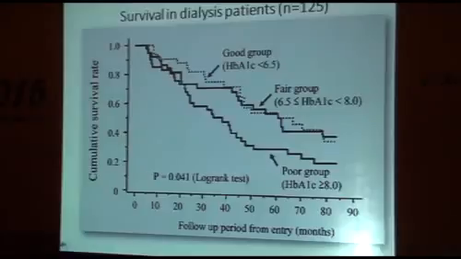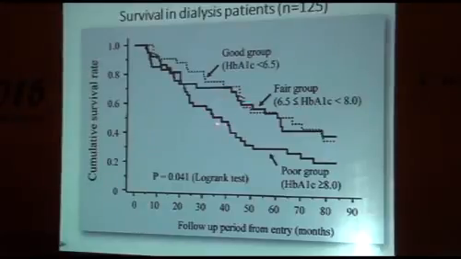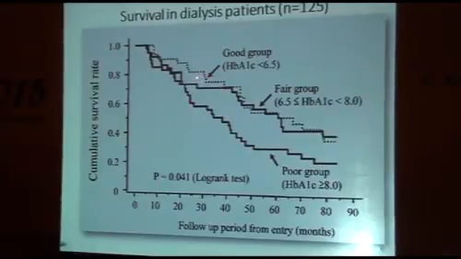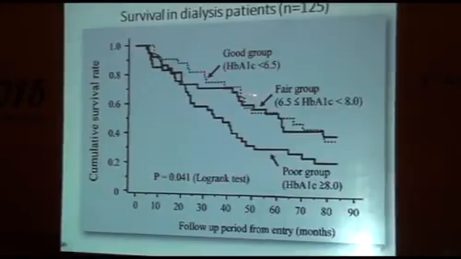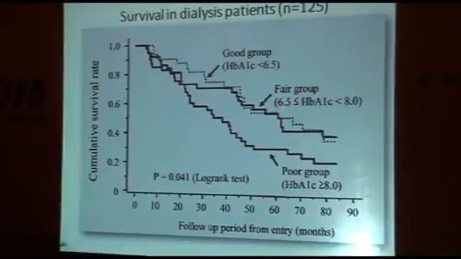This is the Kaplan-Meier curve comparing HbA1c control and survival. Anything with a poor HbA1c has a poor outcome, while there is only a subtle difference between very intensive control and moderate control.